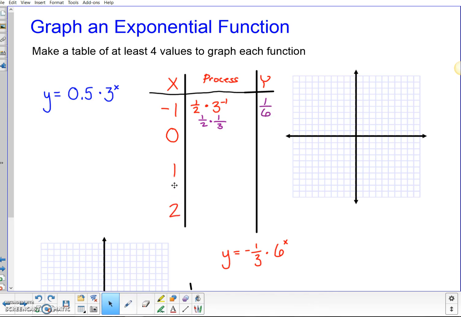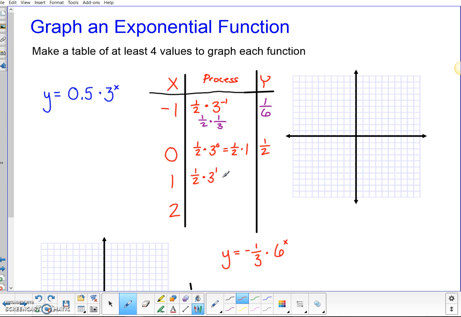I'm just going to need a little more room in my table, it looks like. Then I'm going to have half times 3 to the 0. Well, we know 3 to the 0 is 1, so this is half times 1, so I get a half. Then I'm going to plug in 1, so half times 3 to the first. Well, 3 to the first is just 3, so half times 3 would be 3 over 2, or 1.5.